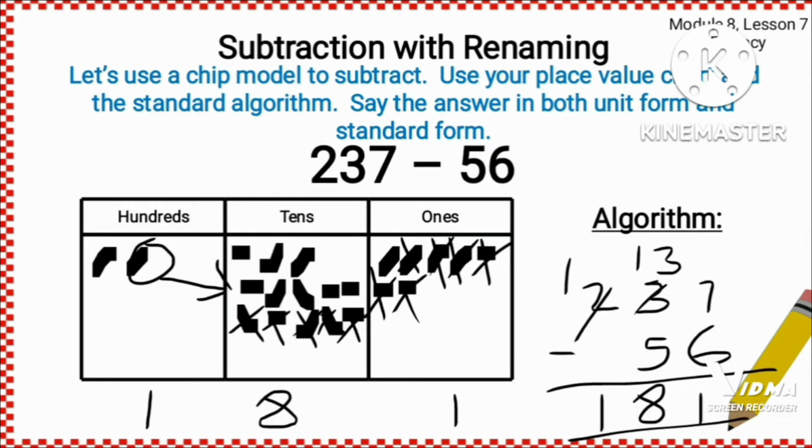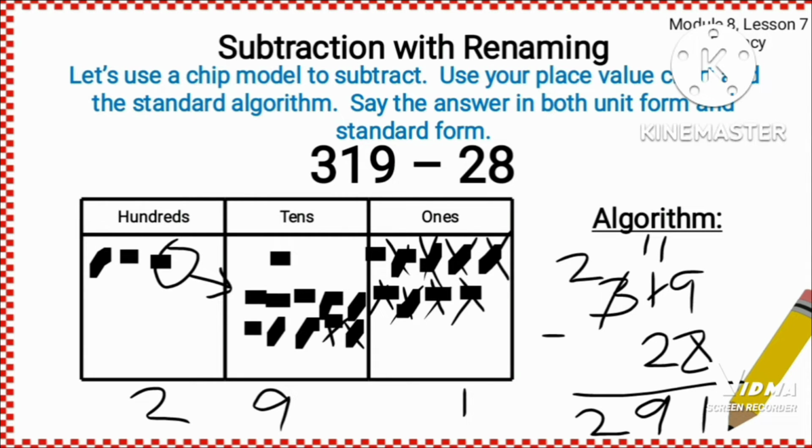Can you solve some for me? Let me show you another one I've solved for you. 237 minus 56. I'll write out the 237 chips. You can see all of it. I can remove 6 ones from 7, so I have 1 left. But I cannot remove 5 tens from 3 tens, so I have to decompose 100 into 10 tens. I now have 13 tens. When I remove 5 tens from 13 tens, I have 8 left. So my answer is 181.